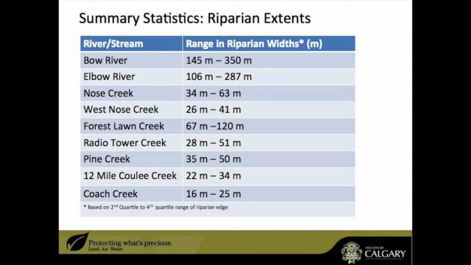So for the Bow, it's very, very large, 145 meters to 350 meters. The Elbow River, about 100 to 280 meters. Nose Creek, a little bit smaller, and you can see some other examples of streams and creeks that we looked at.